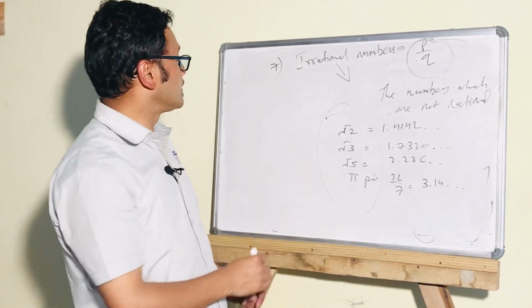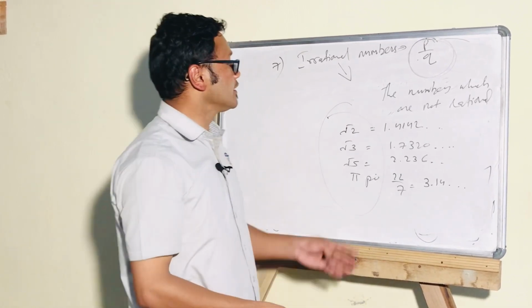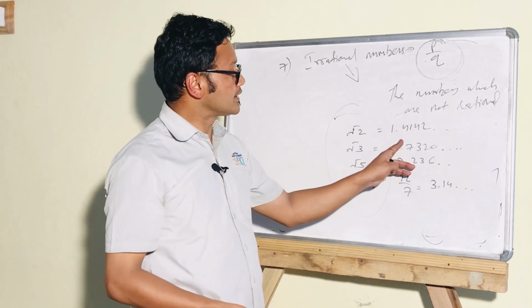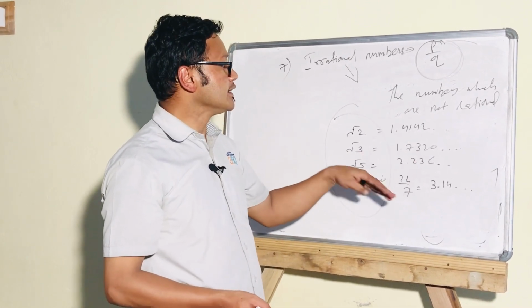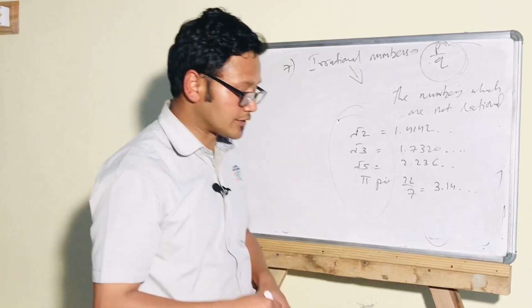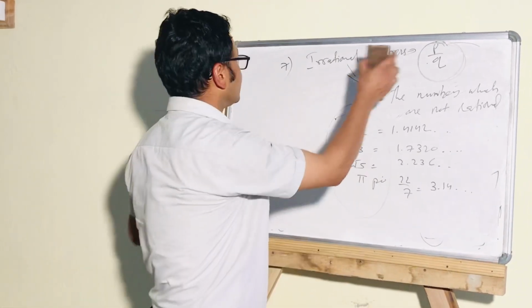It's very simple. It's not a rational number, but it is a number which cannot be expressed as a terminating or repeating decimal. Now this is called an irrational number.